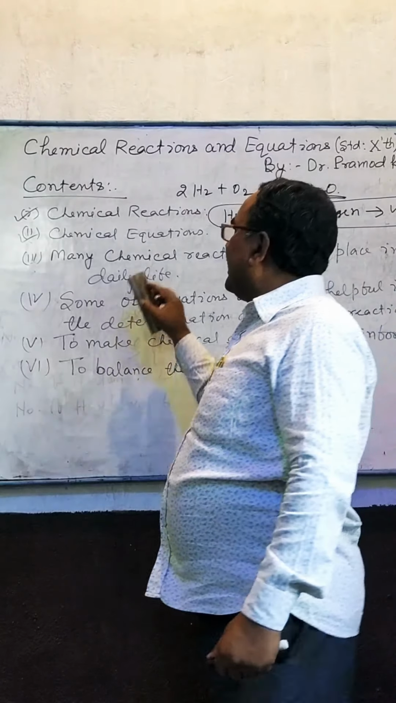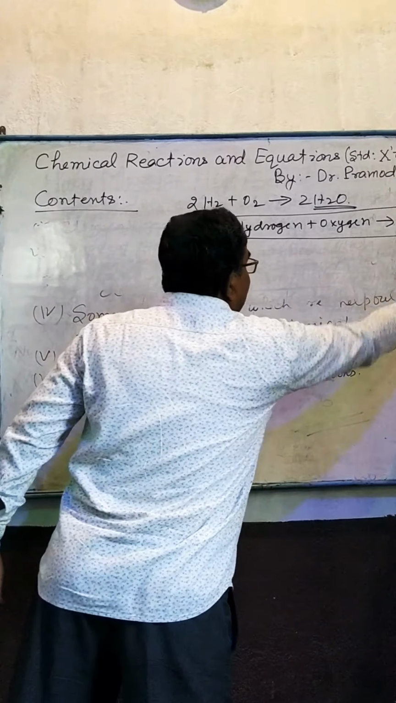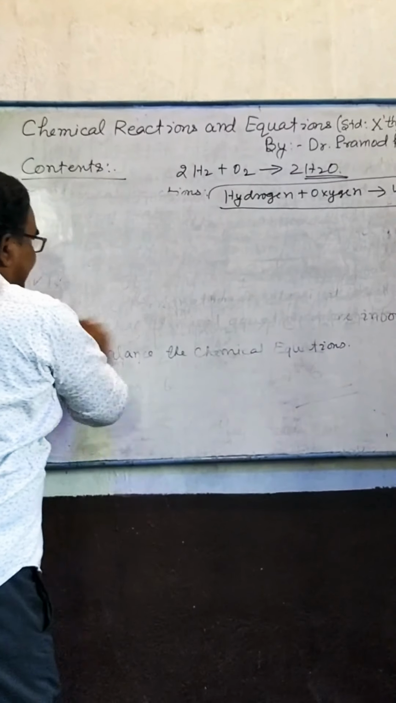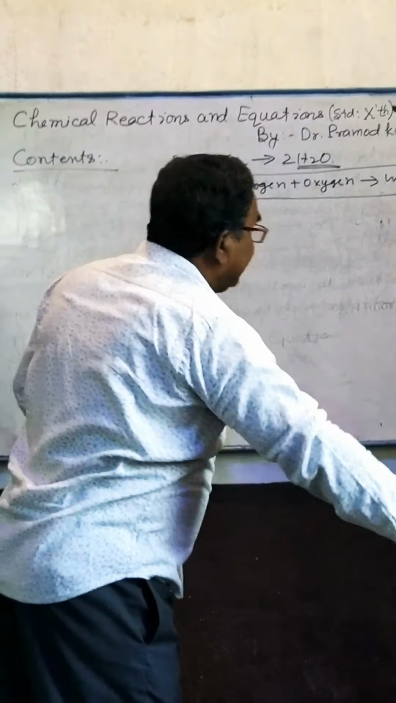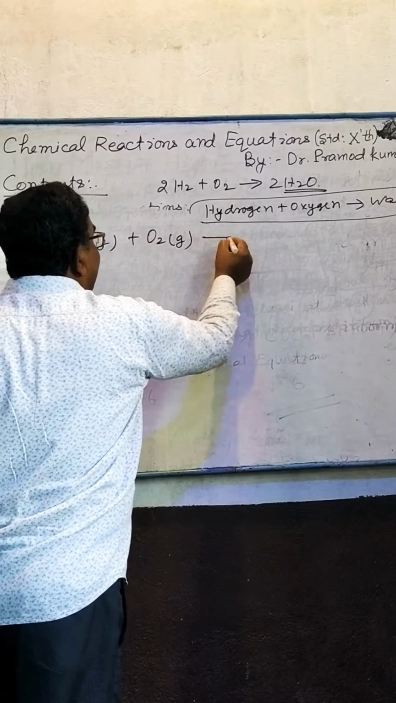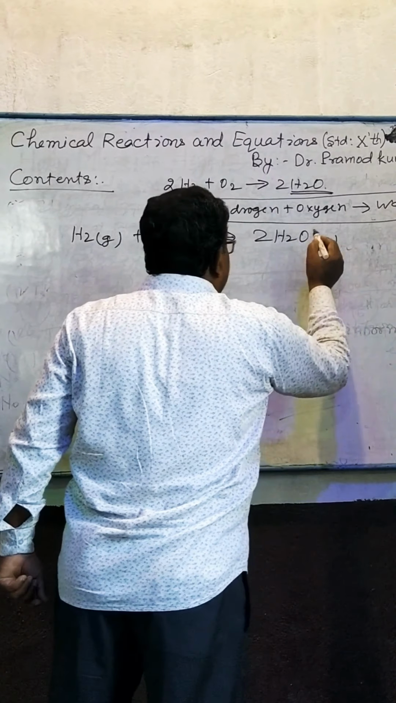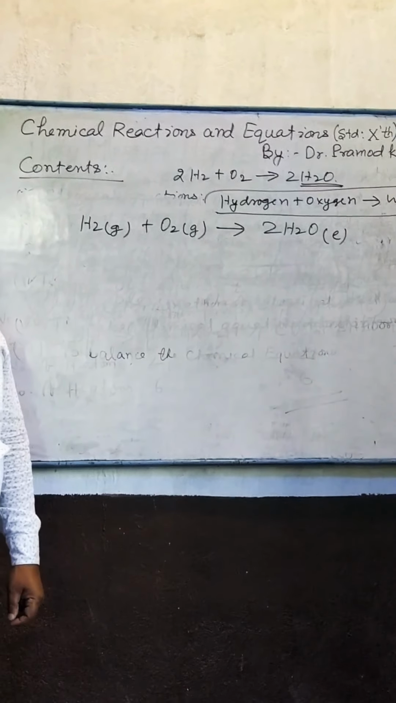If you consider a chemical reaction in which change of state takes place, consider the first reaction, that is 2H2 plus O2, in which hydrogen is in gaseous state and oxygen is also in gaseous state, and it forms 2H2O which exists in liquid state. So the state is changed in this chemical reaction.